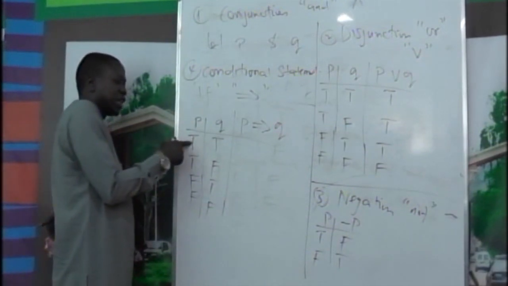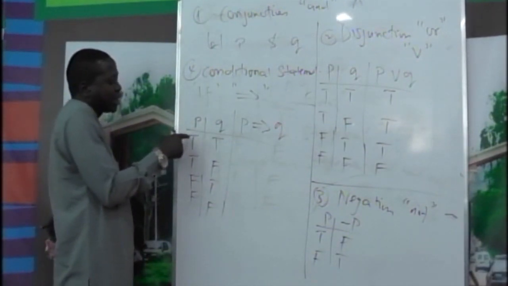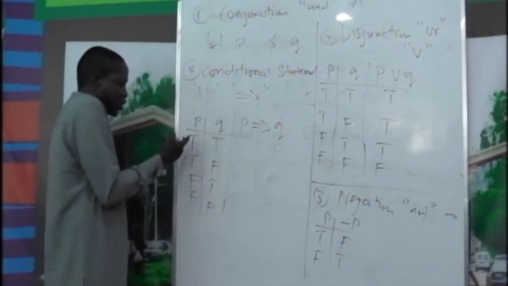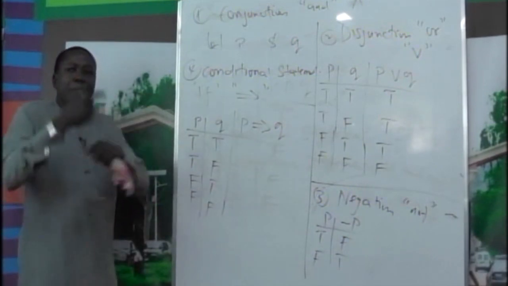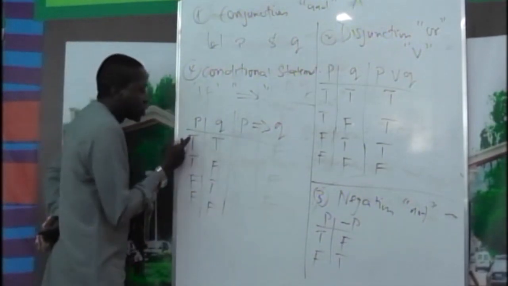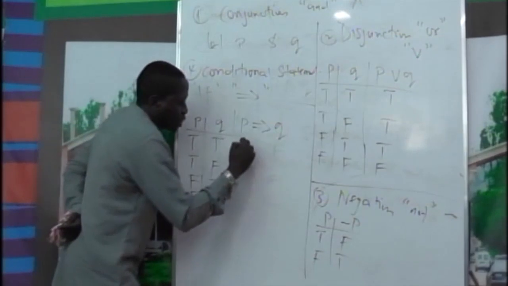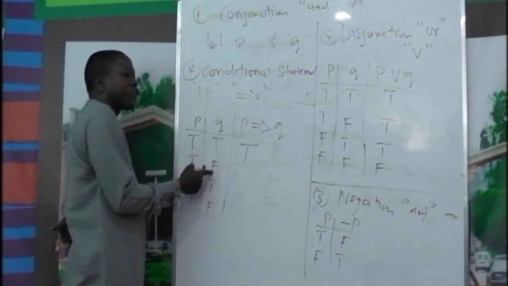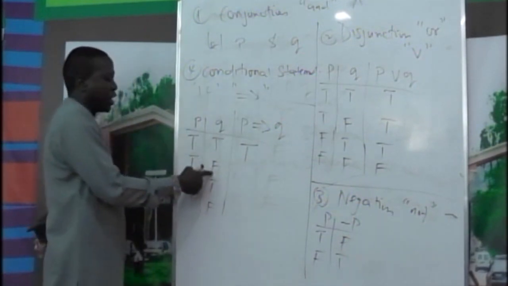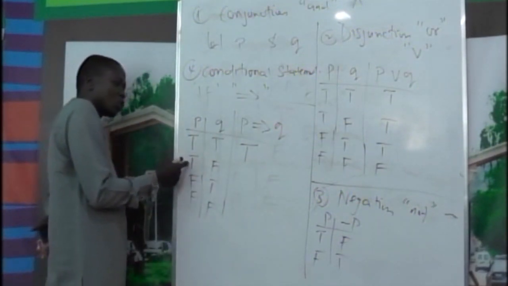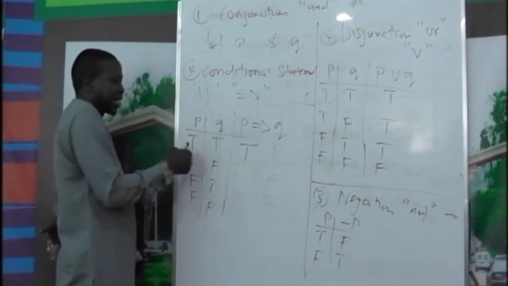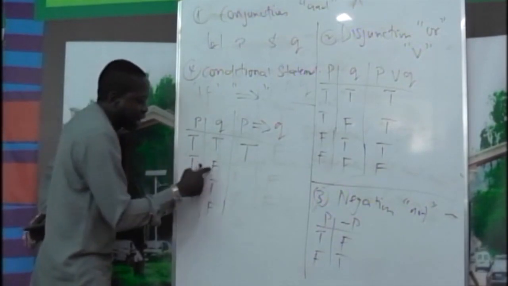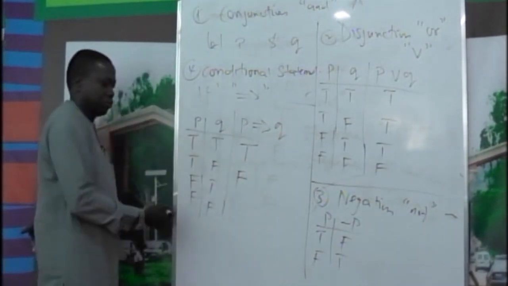If a true statement, can a true statement imply a true statement? Yes. A statement that is true can also imply a true statement. So it means T implies T here is what? True. Can a true statement imply a false statement? No. The moment we call something a true statement, it can never imply a false statement. So T implies F, here we have false.